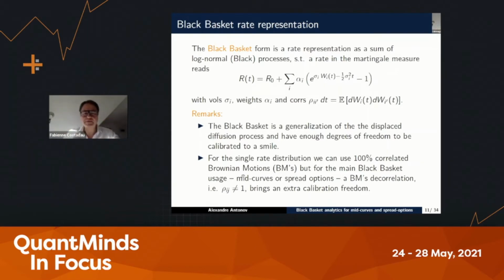The second remark is that for the single rate distribution, we can use 100% correlated Brownian motions. So we can put all these W's the same. But for the main black basket usage, multi-curves or spreads, Brownian motion decorrelation, such that the correlation between the Brownian motions is not equal to 1, brings extra degrees of freedom. For example, if two rates are decorrelated from each other, the smile effect, the degree of freedom, is the biggest.